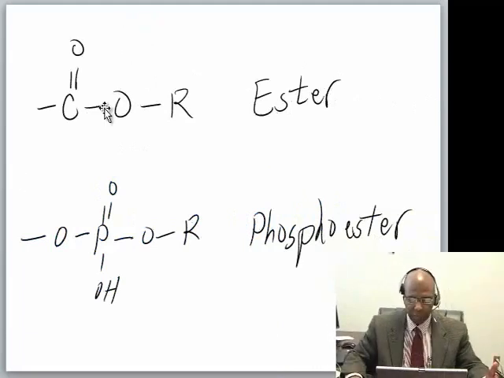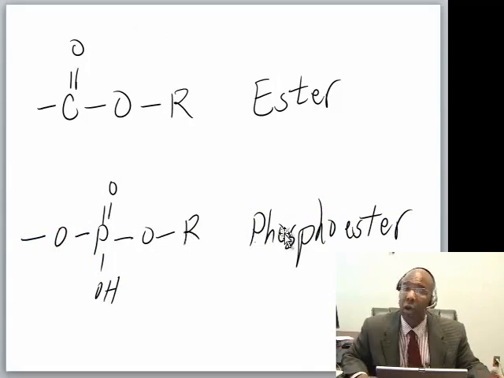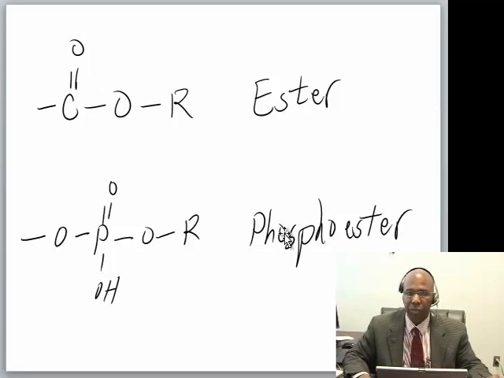And for your carboxylic acid, if you replace the H with an R, you get an ester. And for the phosphoric acid, if you replace the H with an R, you get a phosphoester, sometimes called a phosphate ester. And those are our functional groups, and we'll need to know those throughout.